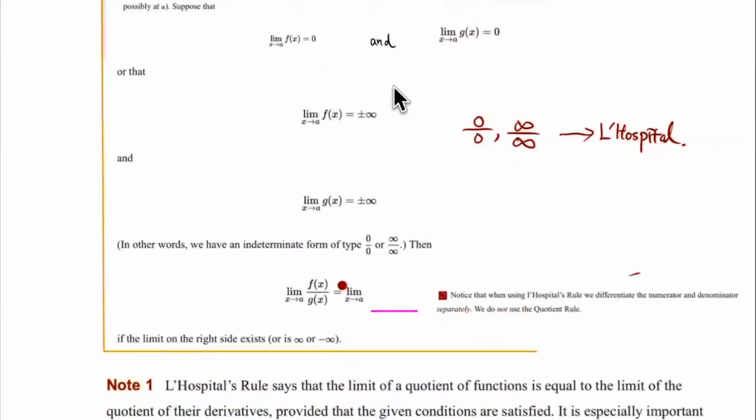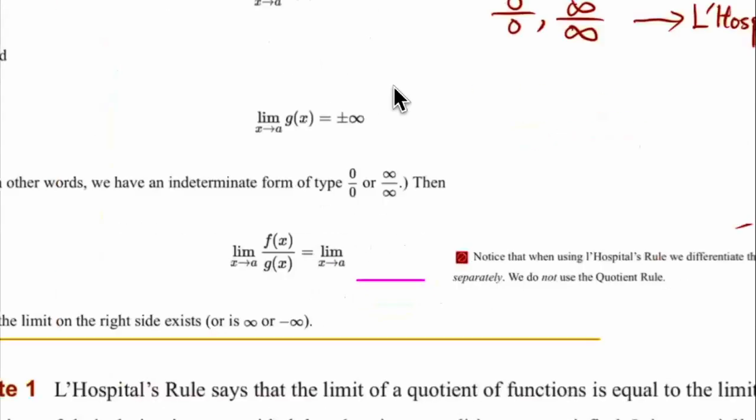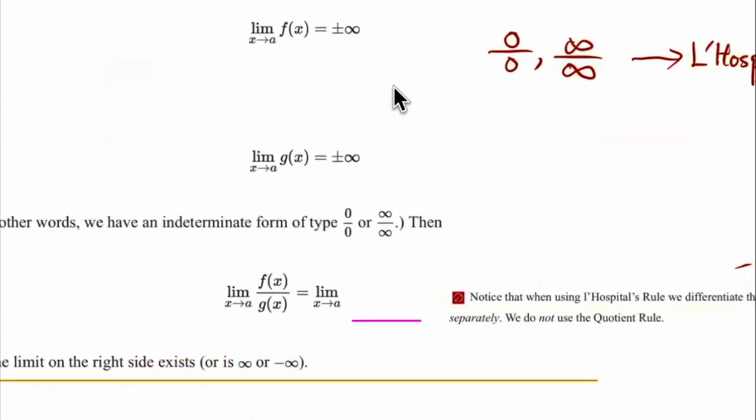L'Hopital's rule says that the limit of this quotient, if it's of one of these two emergency types, 0 over 0 or infinity over infinity, is the limit of what? Can someone tell me? What does L'Hopital's rule say? It's the limit of also a quotient, but a quotient of what? F prime over G prime? Yes, you got it. So it is the limit of F prime over G prime.